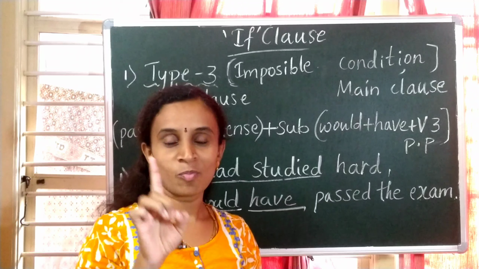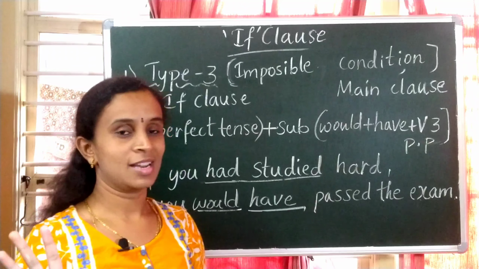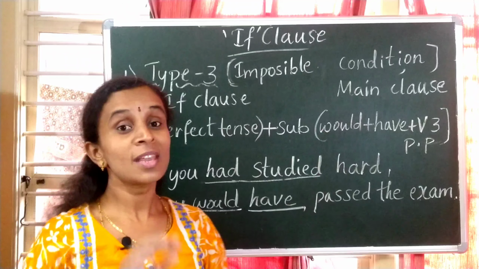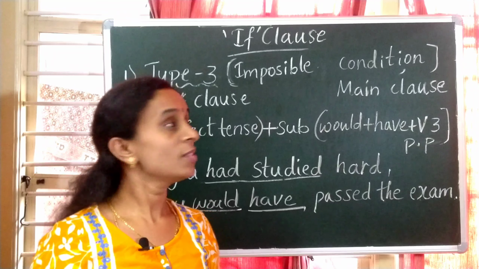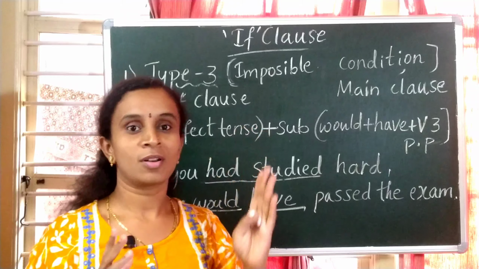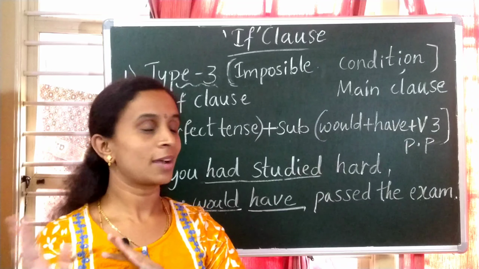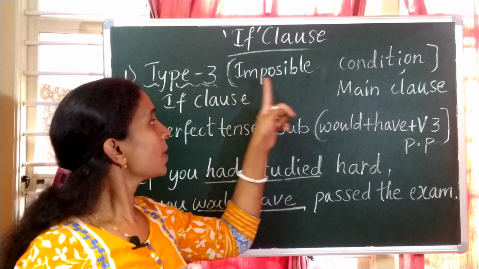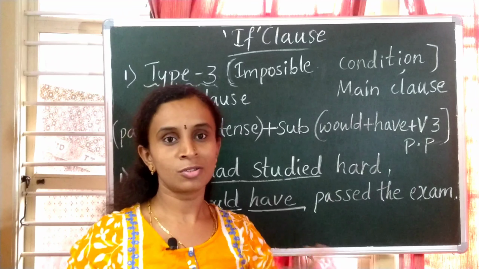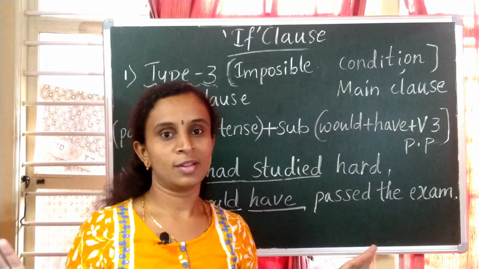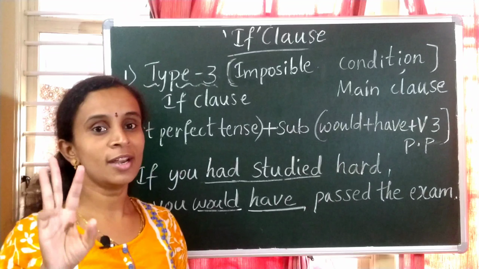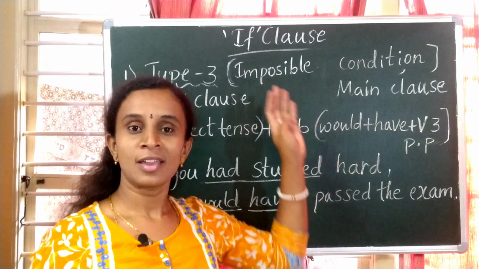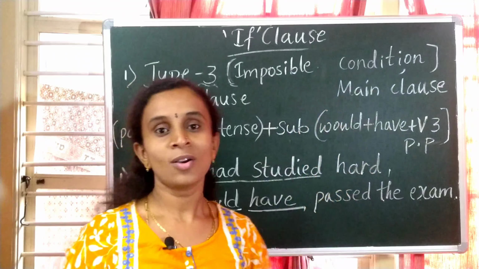Type 1 is possible condition, type 2 is improbable condition, theoretically possible but not practically, and in type 3, impossible conditions, not possible to fulfill. These are the three types of conditions in the if clause.